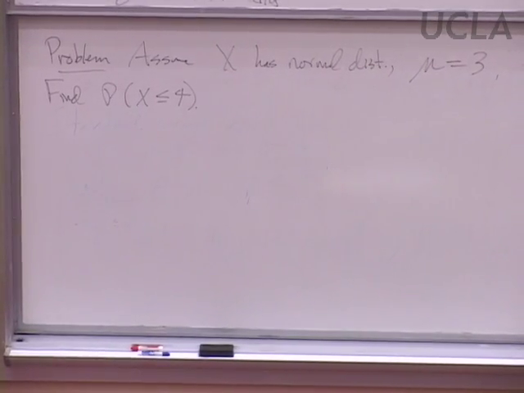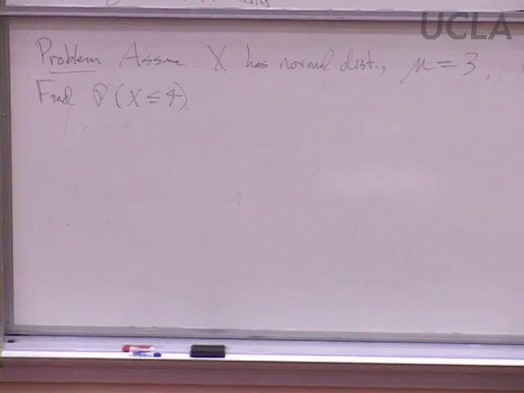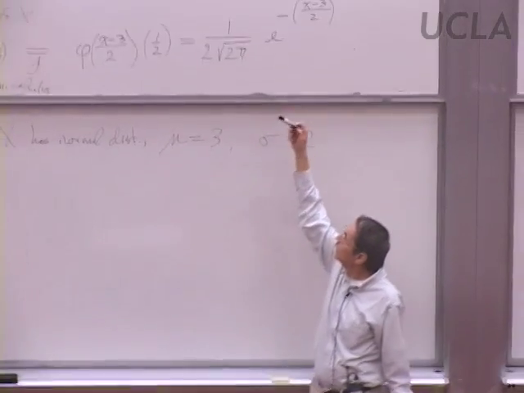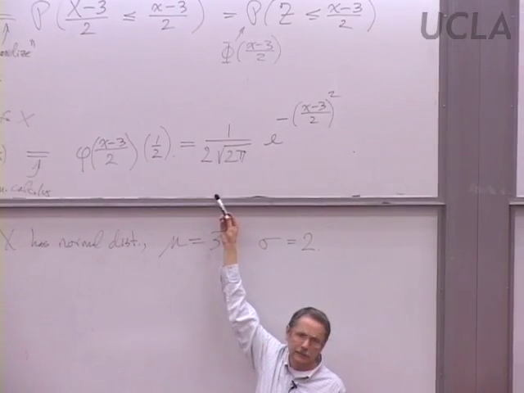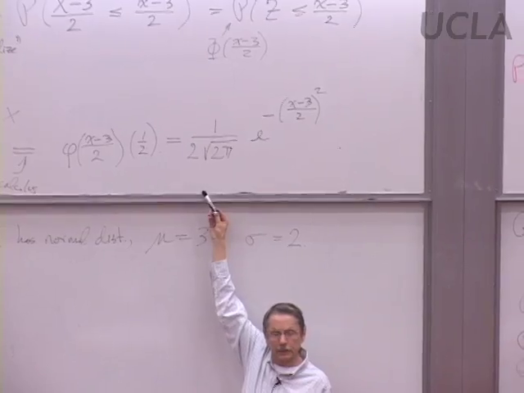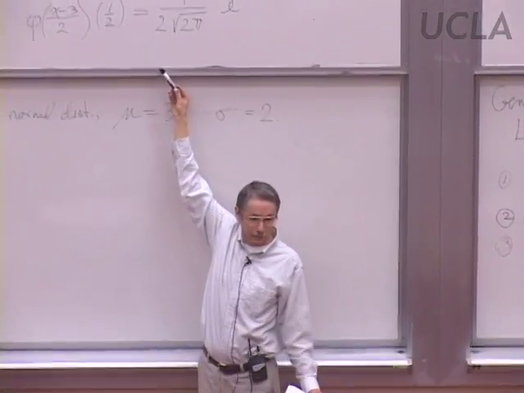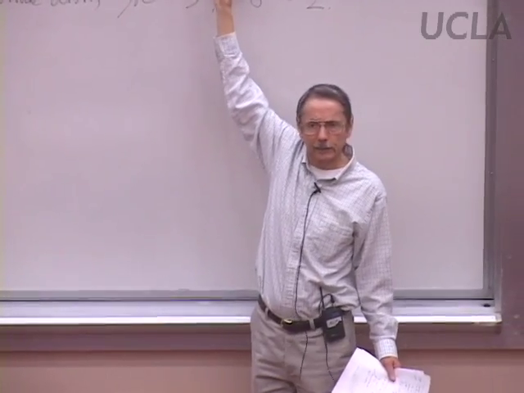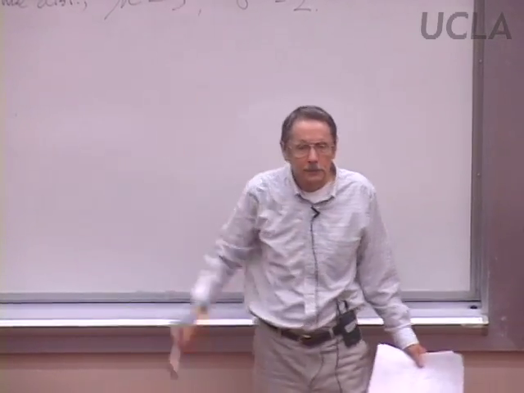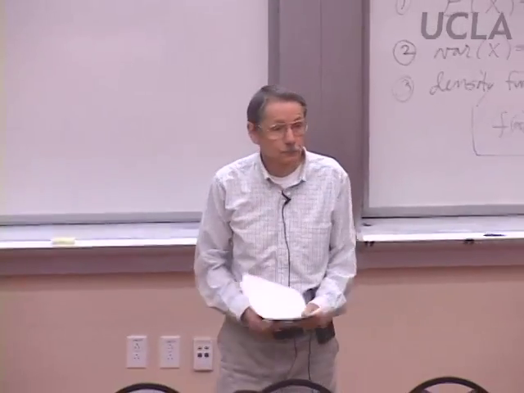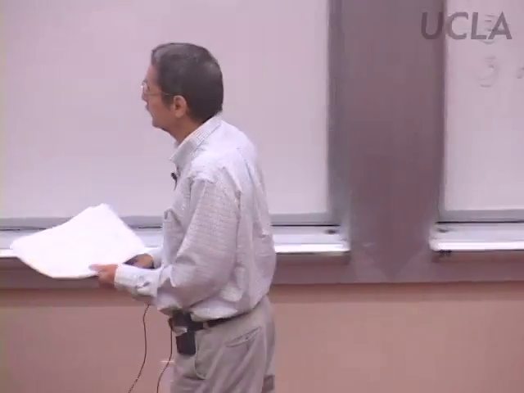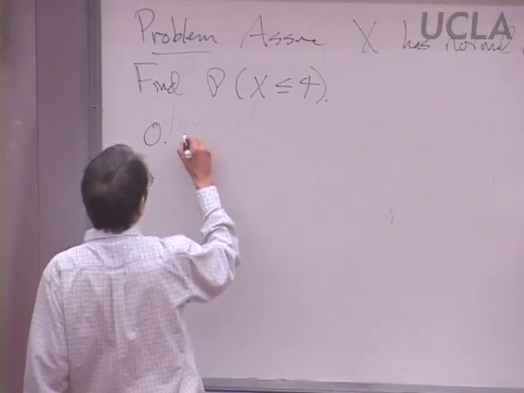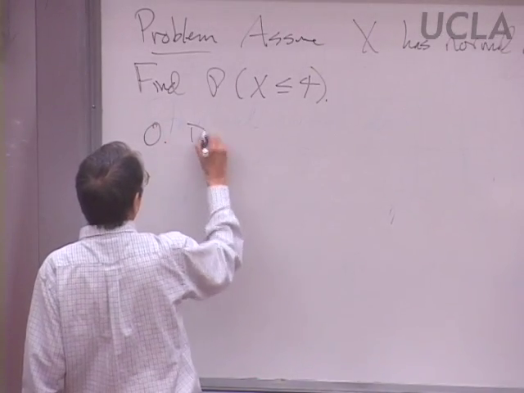Well, how not to do it? We're not going to do it by integrating its density function from -infinity to 4. That would indeed give this probability, but it's not feasible to integrate this function. So what are we going to do? Well, step 0, before we even start work, is to draw the picture.